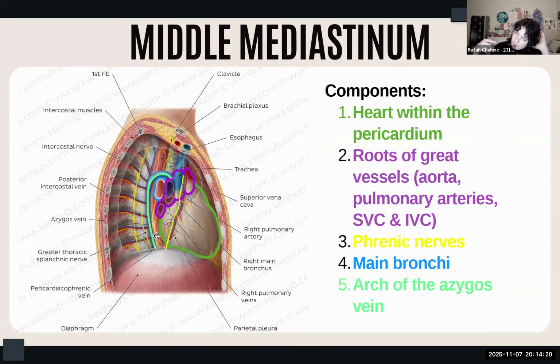Can someone remind me what drains into the azygous vein? What veins did we take drain into it? Hemiazygous and also, yes. And what else? Hemiazygous and accessory hemiazygous. Okay. Posterior intercostal. That's the answer that I was looking for. But you guys are completely correct. Okay. So that's for middle mediastinum. I'm pretty sure it's pretty clear and self-explanatory. So let's move to the posterior mediastinum.